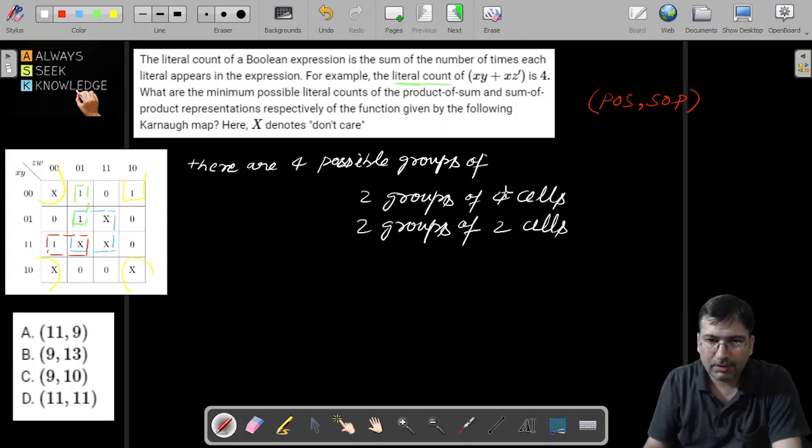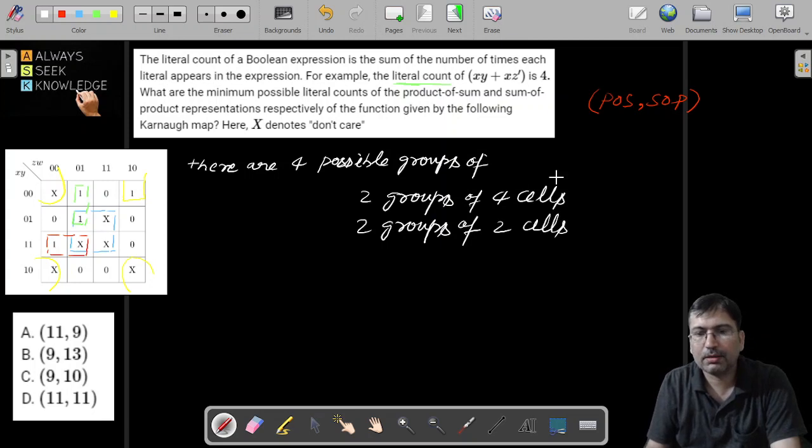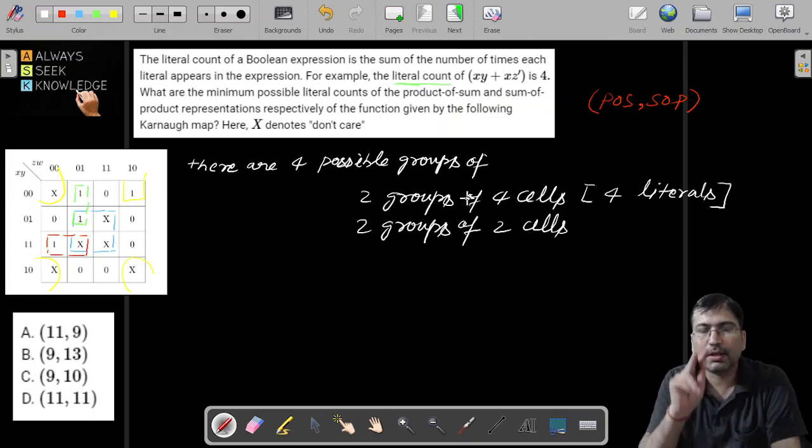Now you know that when we form a group of 4 cells, there will be 2 variables eliminated. So if there are total 4 variables x, y, z, and w, we will get only 2 variables here. So there are 2 groups in which each group we will get 2 literals. So these 2 groups will give us 4 literals. I hope you are able to understand this. So each group is going to give us 2 literals, and there are 2 such groups of 4 cells. So 4 literals we will get from here.